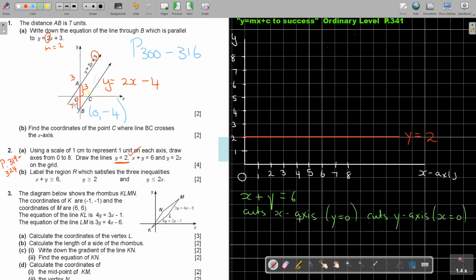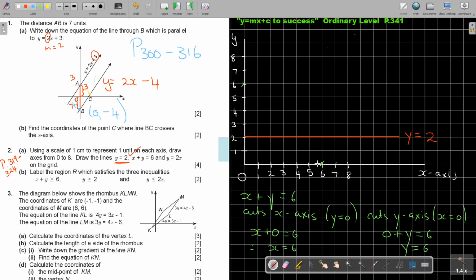So in this case, cuts the x, I make y 0. So x will be 6. In this case, I make x 0 and y will be 6. So it will cut there at 6 and at 6.